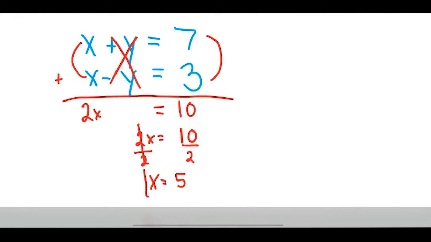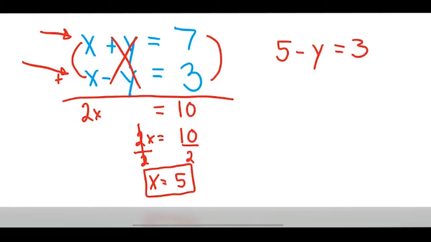Now I know x equals 5, and what I can do is plug this x value either into this original equation or this original equation. I'm going to choose to do it to the bottom one. So x minus y equals 3. So I'll do 5 minus y equals 3.